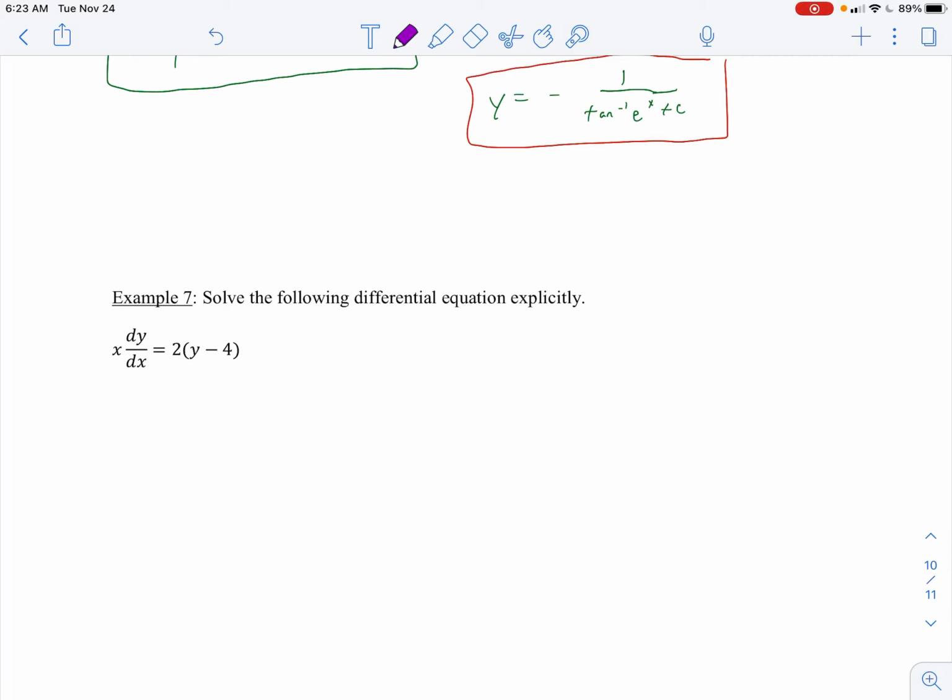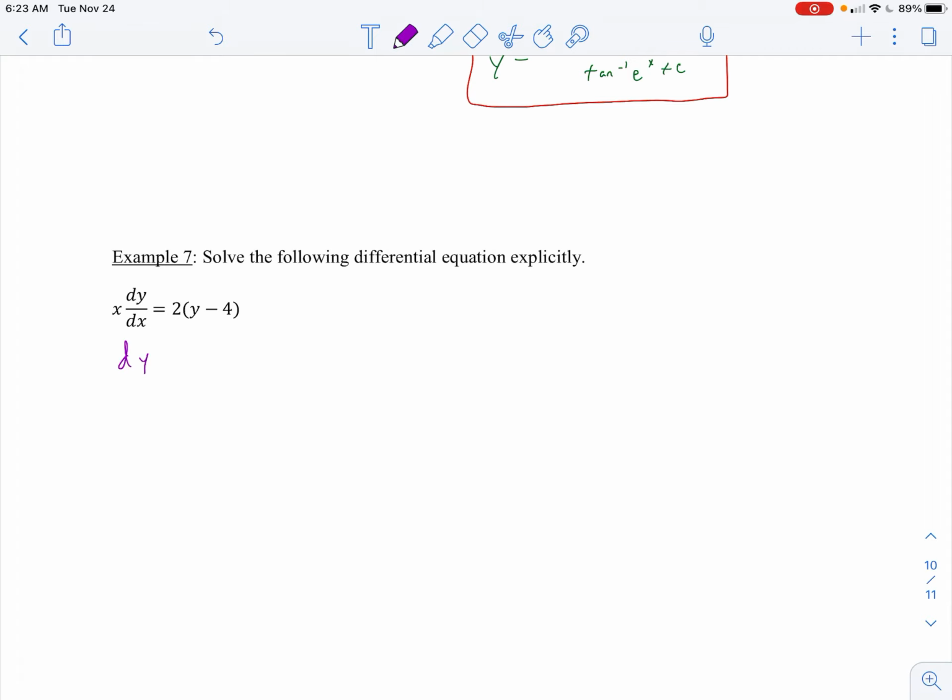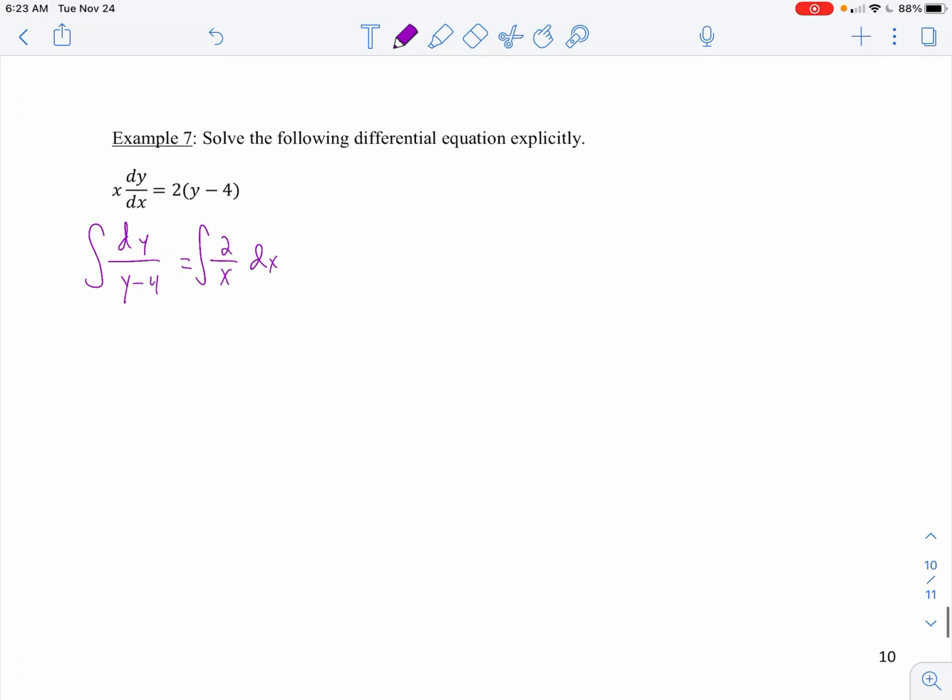Example 7, we're going to solve the differential equation x dy over dx is equal to 2y minus 4. And so the first thing that we're going to do to both sides is separate the variables. So on the left-hand side, I'm going to go ahead and divide by y minus 4. On the right, I'm going to divide by x, and then put the dx to the right side. Now, let's go ahead and integrate the left side and the right side. The integration here is not bad. We have the integration of dy over y minus 4 is just natural log of absolute value y minus 4. On the right-hand side, it's just 2 natural log absolute value x plus c.